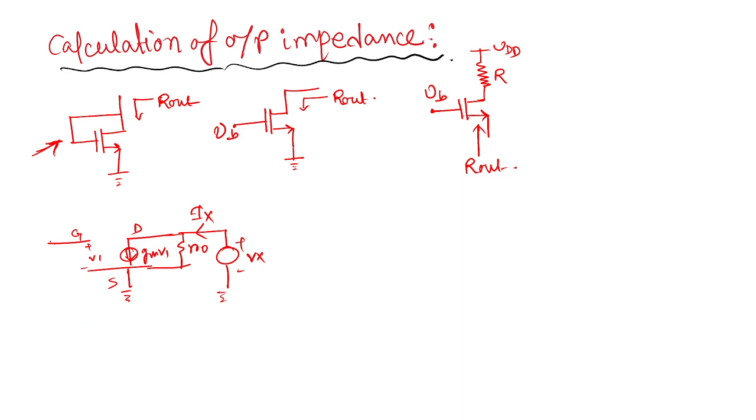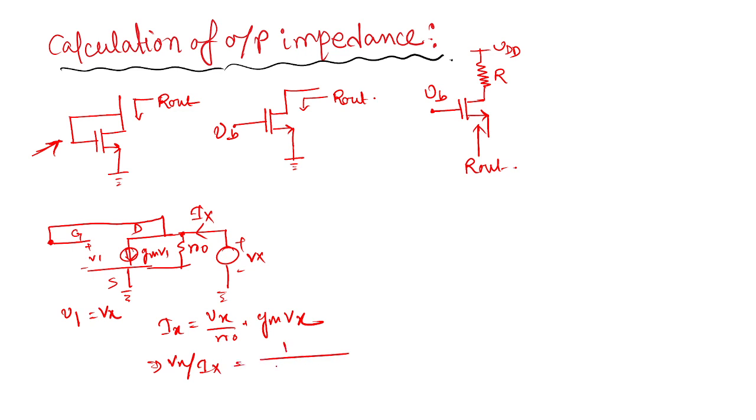So here this terminal is connected with this terminal, the drain, so you can write V1 is equal to Vx, and if you write KCL in this node, what can you write? Incoming current is Ix and outgoing current is Vx by R0 plus GM Vx. So Vx by Ix is equal to 1 by (1 by R0 plus GM). So 1 by R0 is a very small value compared to GM, so it becomes 1 by GM.